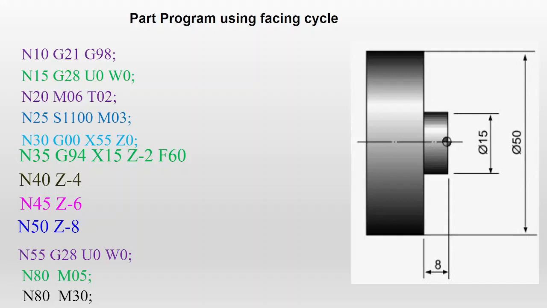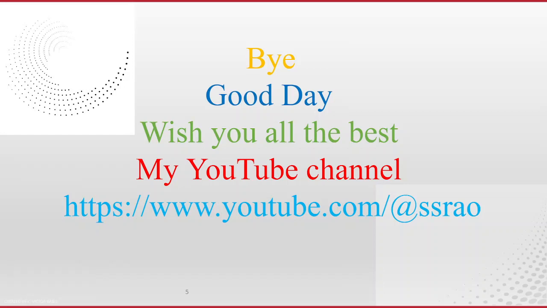Now in this example, I want the 50 mm diameter to be reduced to 15 mm with an 8 mm depth in the Z direction. You can use the plain turning cycle also to machine this, but it is better to use the facing cycle, because here the X dimension is more than the Z dimension. If the Z dimension is more than the X dimension, then you can go for the plain turning cycle. I hope everyone can understand this program.